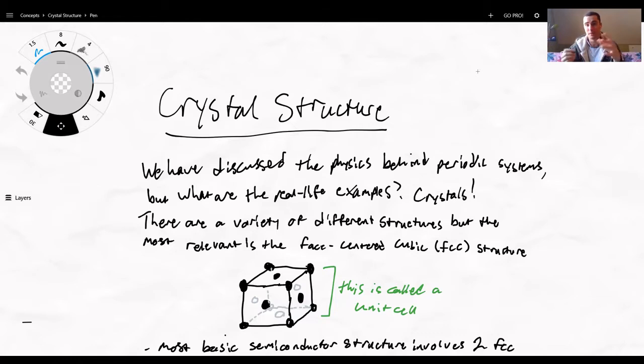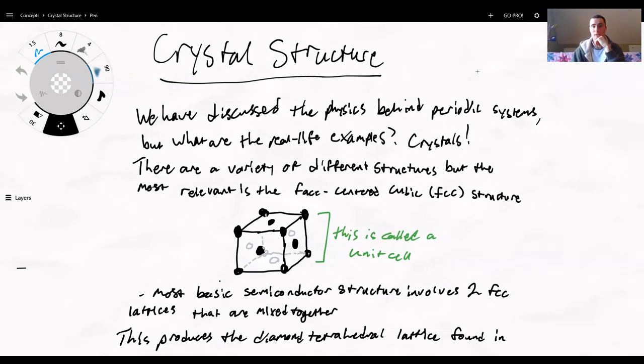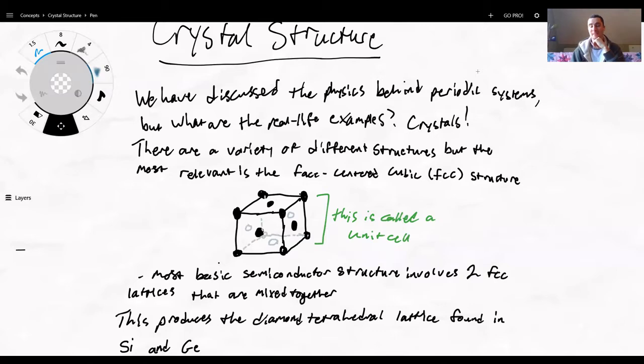You've probably encountered a few of them before, but the most relevant crystal structure for semiconductor physics is called the face-centered cubic structure, or FCC. And it looks like this. It's cubic because we have one atom at each corner, and it is face-centered because there is another atom at the center of each face.